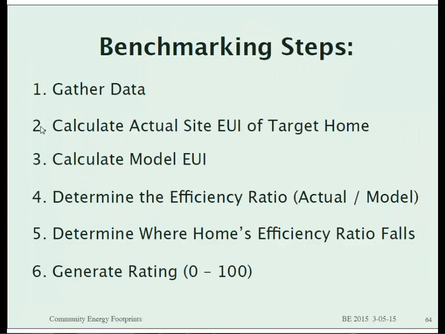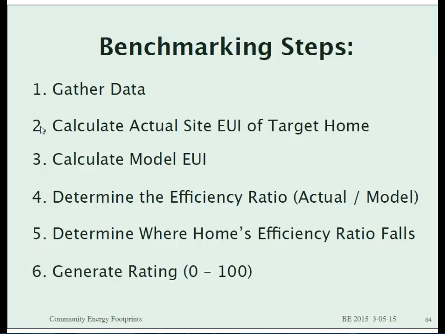So the steps to benchmark a home: we gather the data for a particular home, which is those home characteristics, 12 months of energy use data, convert that data to BTUs, and calculate a site EUI for the home. And again, I'm looking at site energy here. Then we calculate the model EUI. We take the characteristics of those homes, plug them into the formulas, and then the result is an EUI that's projected based on the models.